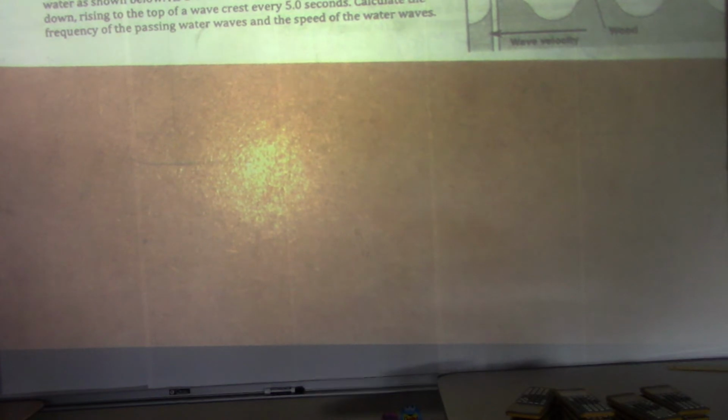As a water wave passes, the wood moves up and down, rising to the top of a crest every 5 seconds. So 5 seconds is my period here because I'm getting one crest, one wave, each 5 seconds. That's my period. To calculate the frequency, I would just do frequency is 1 over period, 1 over 5, so that gives me a frequency of 0.2 hertz.